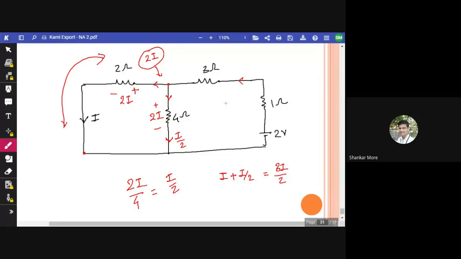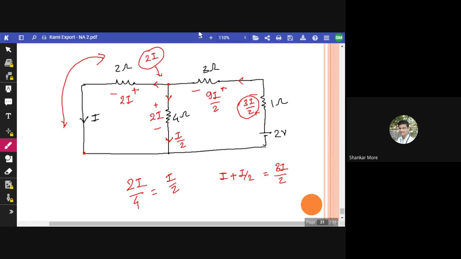3i by 2 current should be coming from here. Now 3i by 2 is going in this resistance. So what will be the voltage across it, guys? 3i by 2 into 3, that is 9i by 2. Voltage across this 1 ohm resistance should be 3i by 2. Fine or not?